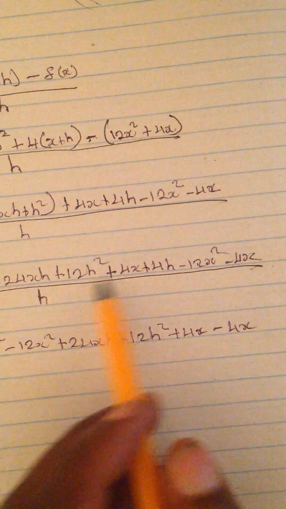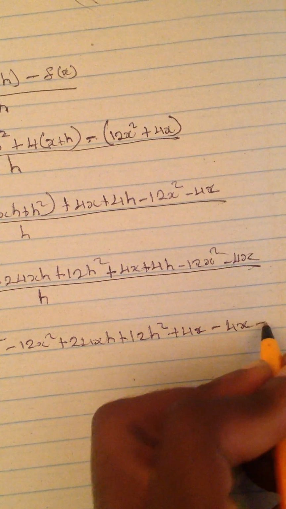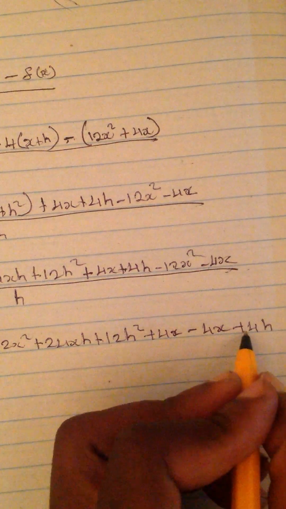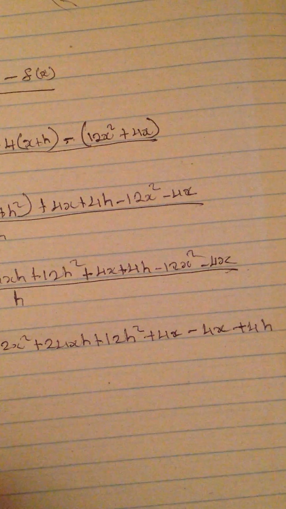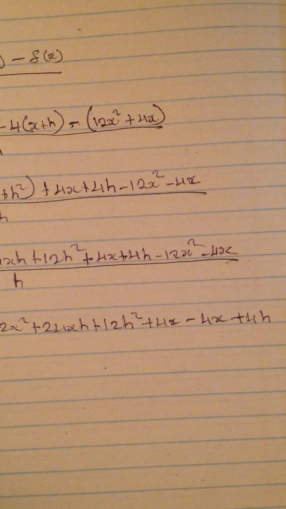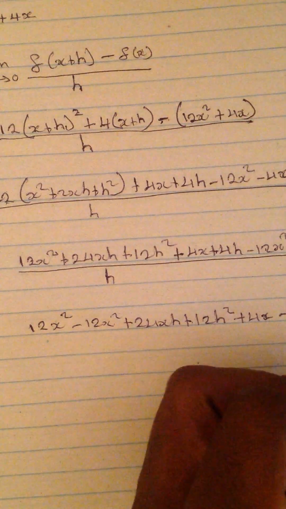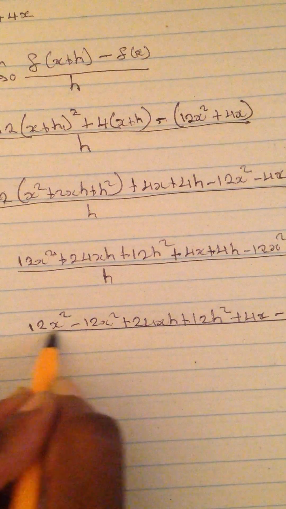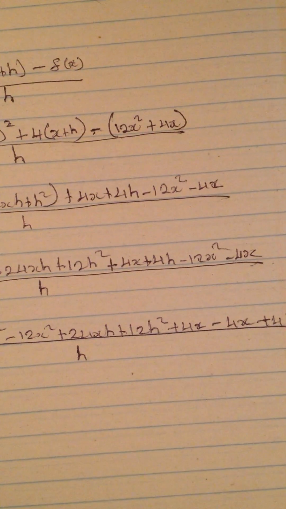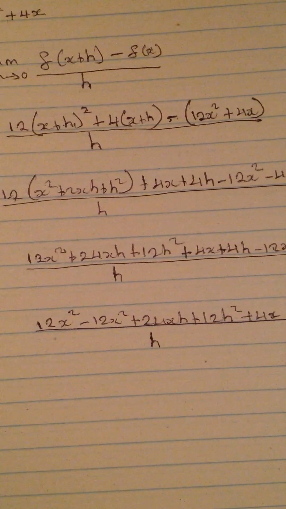Then what are we remaining with? It is this one, the positive 4h. So you can write positive 4h. Meaning all the other terms have been cancelled. Don't forget your common denominator, so it will be over h. Wow, this equation is too long.